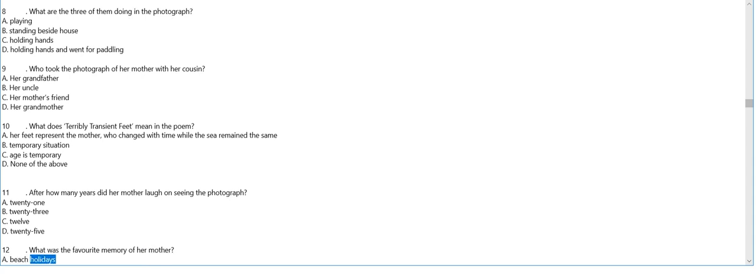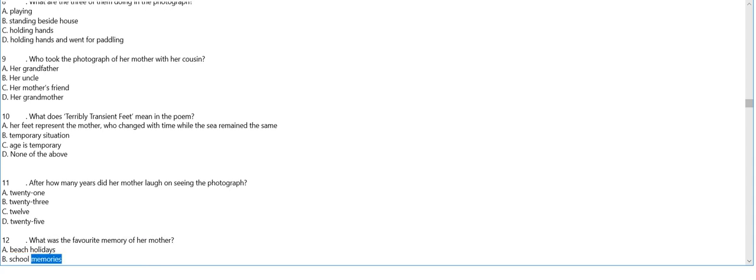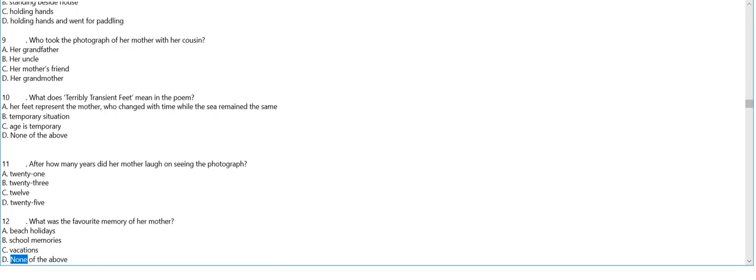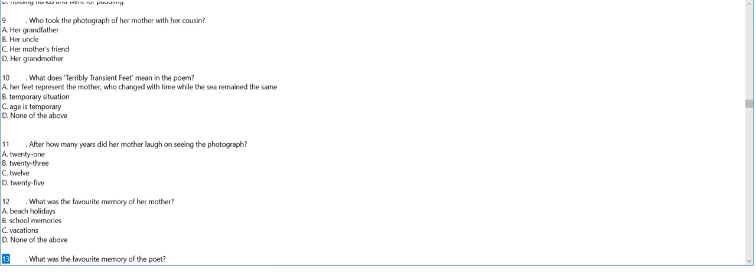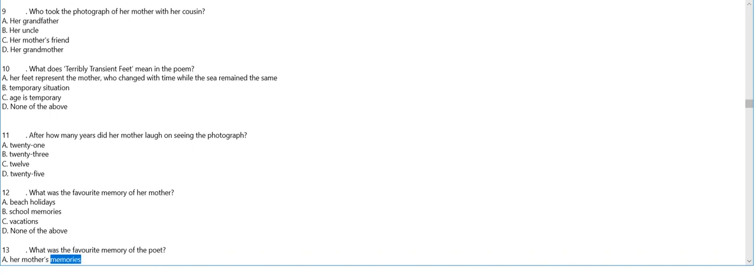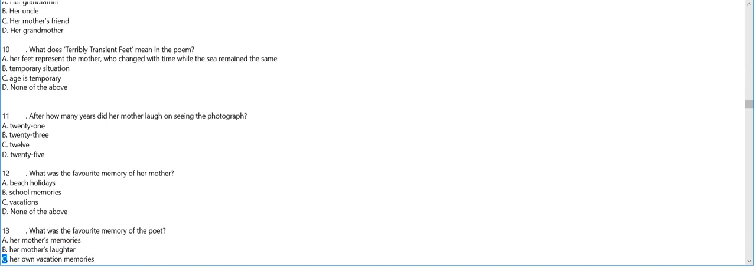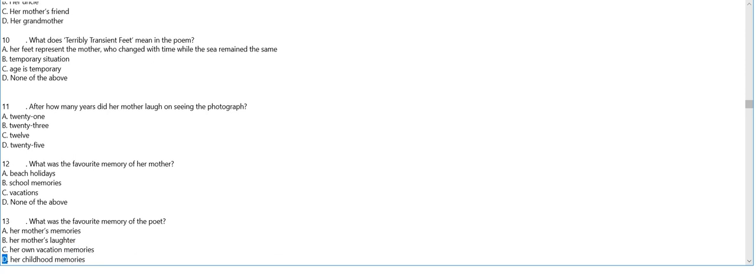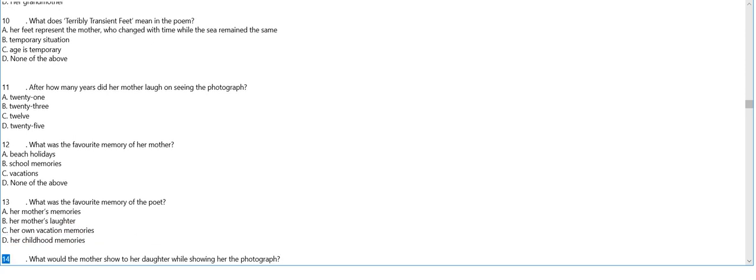12. What was the favorite memory of her mother? A. Beach holidays. B. School memories. C. Vacations. D. None of the above. 13. What was the favorite memory of the poet? A. Her mother's memories. B. Her mother's laughter. C. Her own vacation memories. D. Her childhood memories.